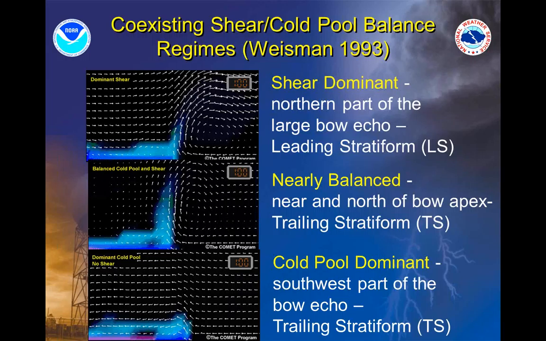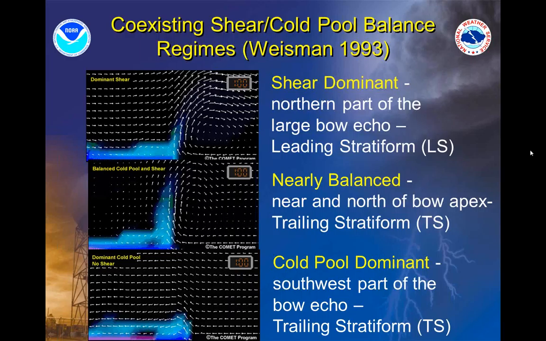Now, a lot of times in these shear dominant cases, you'll get a thinner line of convection that tends to lean forward. And in many cases with the shear dominant setup, especially in the cold season, you will get the leading stratiform precipitation as that precipitation is carried downshear.